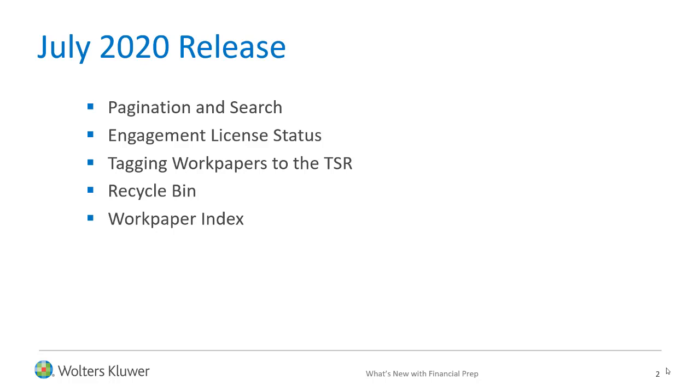You'll also now be able to tag work papers directly to the tax summary report. You'll also see we've implemented a recycle bin for your work papers so that you can easily delete and fully purge that from your engagement or even possibly restore that. And we've now added the ability to add a work paper index.